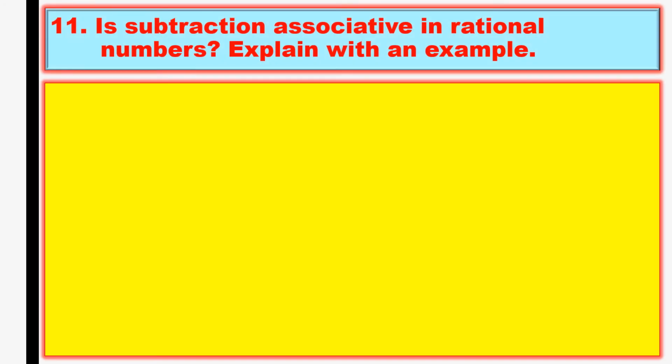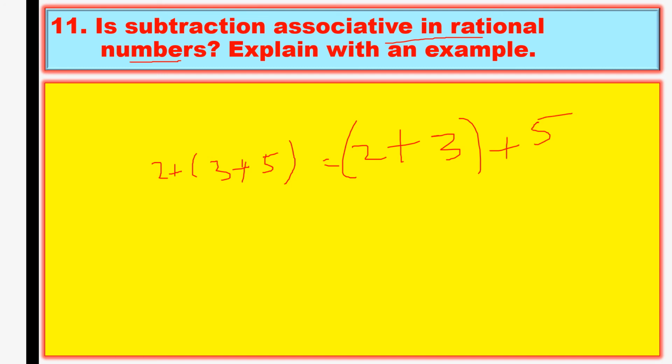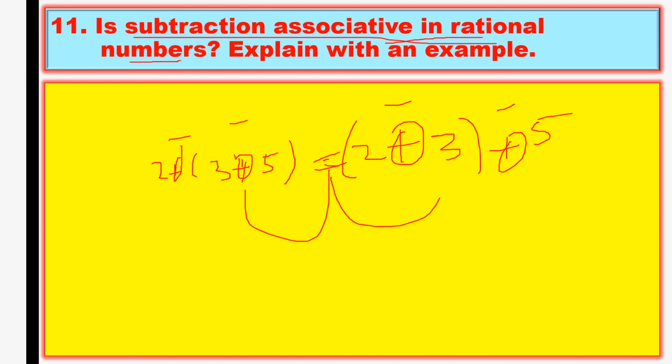So here is your next question. Is subtraction associative in rational numbers? Okay. From the first 1 to 5 questions, we have seen that associativity is possible under addition. Like this we have seen, 2 plus 3 by 5, 3 plus 5. We can group them and write like this, 2 plus 3 plus 5. We know that it is possible under addition. Now he is asking, is subtraction associative in rational numbers? It means, instead of plus, if you put minus, will the answer on both sides be the same or not?